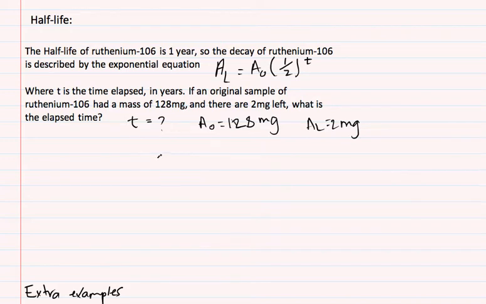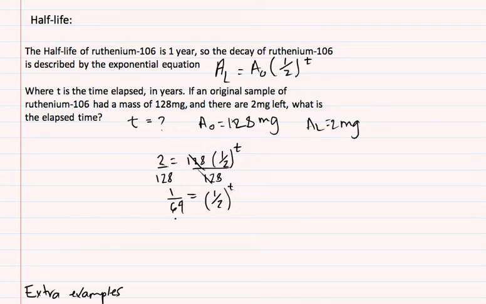The amount left is 2, which is equal to the amount original, which is 128, times 1/2 to the power of t. Whenever you want to solve for a variable, you have to isolate it. Let's start dropping things from this side so that we can isolate t. Let's drop the 128. So we divide both sides by 128 in order to get rid of it. This cancels out, and we're left with 2 over 128, which is 1 over 64. And we have on this side 1/2 to the power of t.